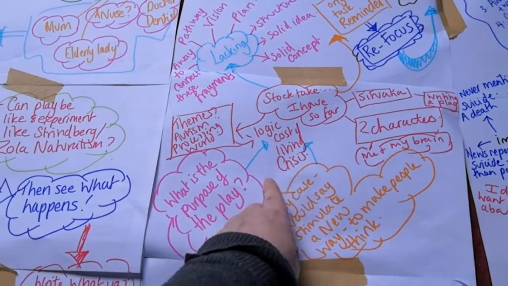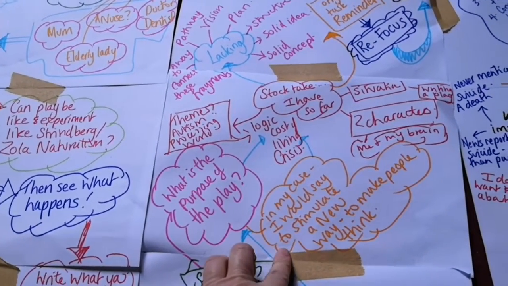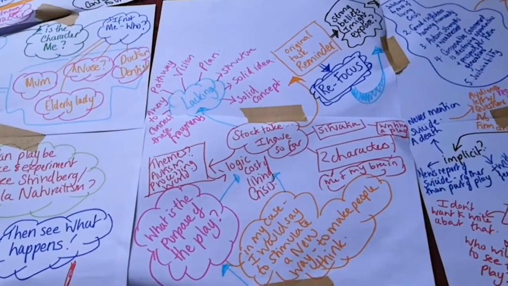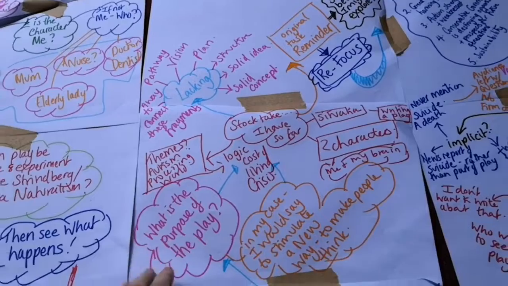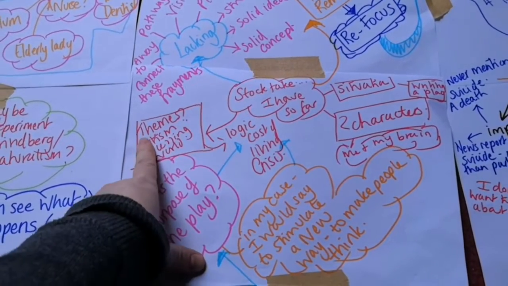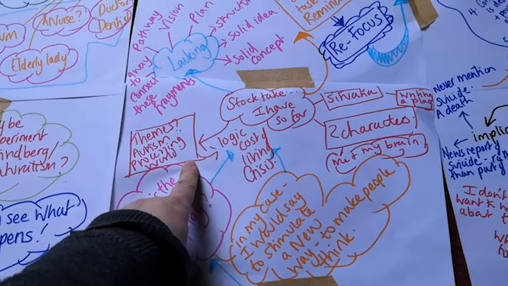Logic, cost of living crisis. In my case, I would say to stimulate a new way, to make people think. So I want to challenge people, make them think about the situation, the way the world is at the moment. Themes: autism, processing the world.